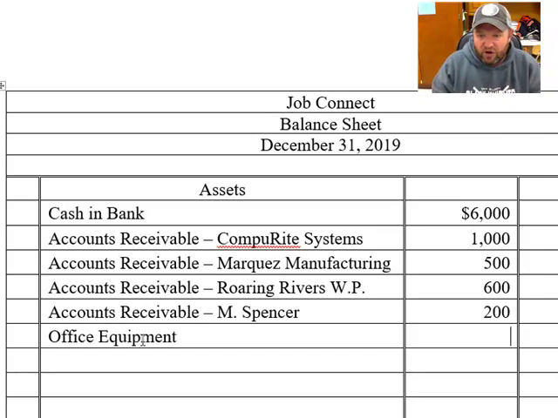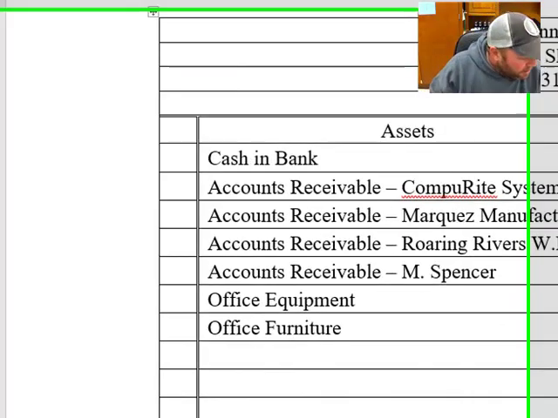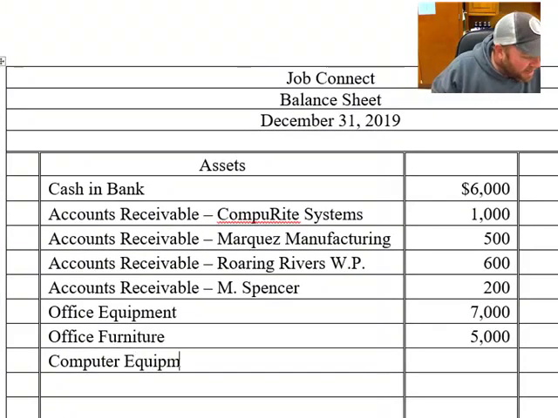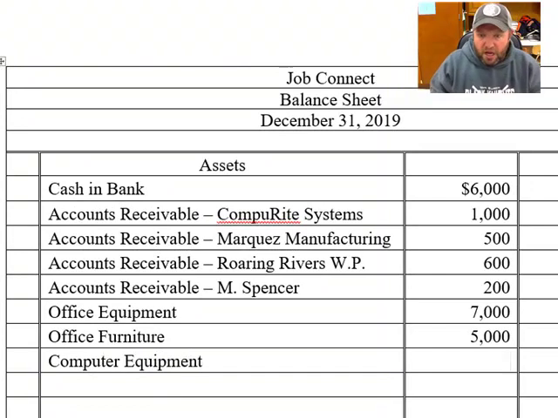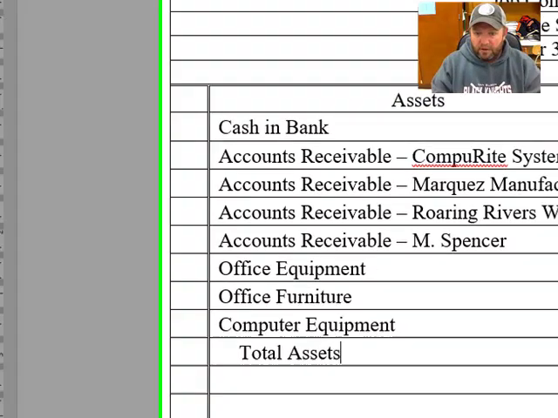Standard office equipment, we have $7,000 worth of office equipment. We also have office furniture, and we have $5,000 worth of office furniture. Try to stay consistent, put a comma in there. We also have computer equipment, and it looks like we have $8,500 worth of computer equipment. So at this point in time, these are the 8 assets that I have. So we simply indent and we write total assets and we add those up.